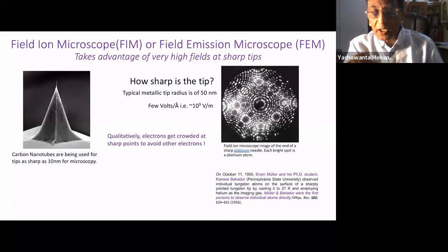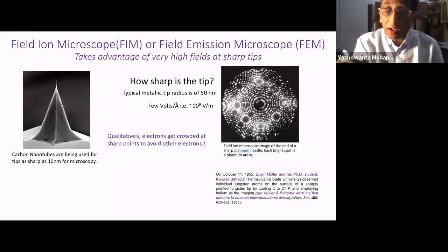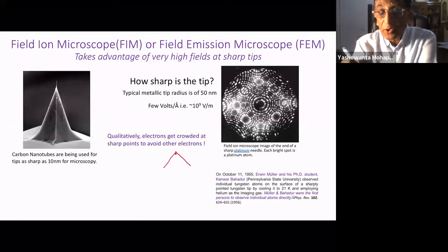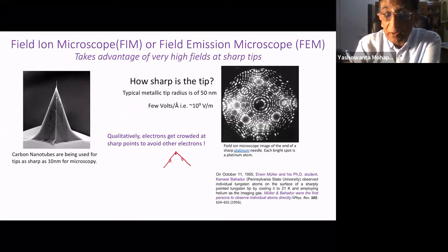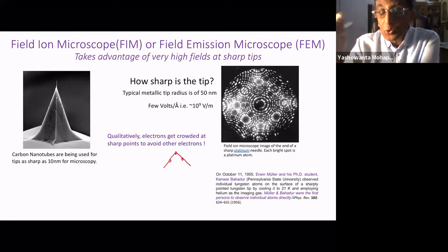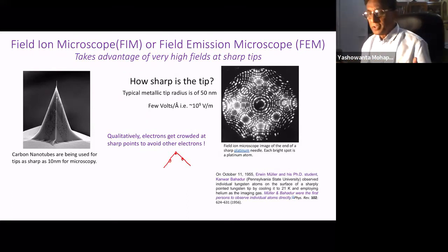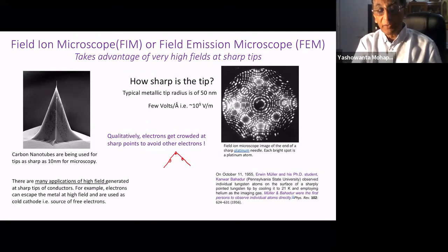So qualitatively, what happens at sharp tips is that electrons try to crowd there, because if they are elsewhere they will experience more repulsion from other electrons. They don't like that, so they avoid it and try to go to the tip. This is the qualitative argument one can give for such behavior.